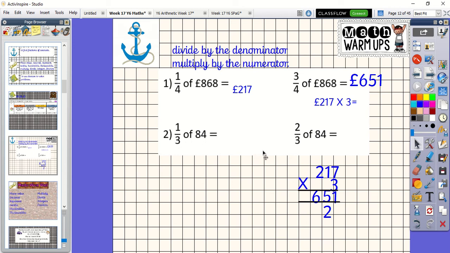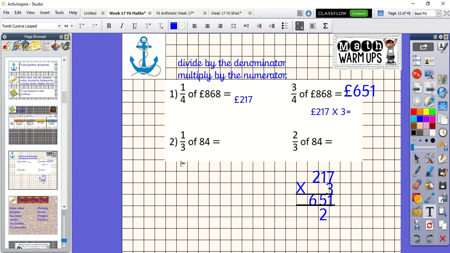Now, because it is a third this time, you need to do 84 divided by 3. And then once you have that answer, you then need to multiply that answer by 1, which obviously will stay the same. Okay, and then for this side, you need to multiply your answer by 2 because you have got 2/3. Okay, so have a go at that to warm up your brain. You can pause this video here.